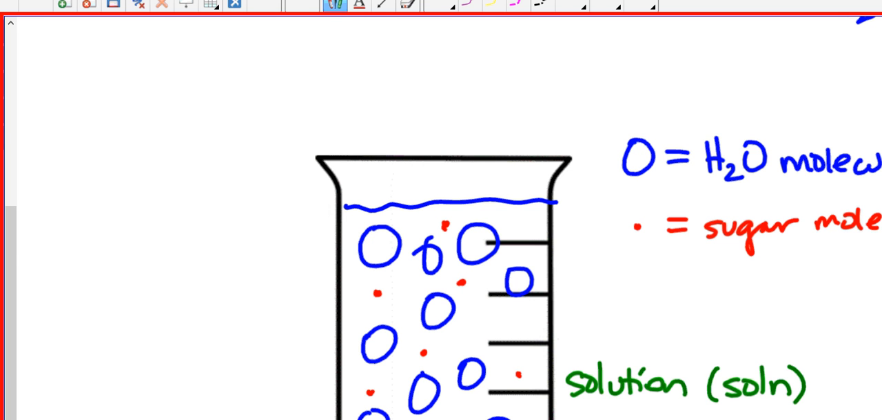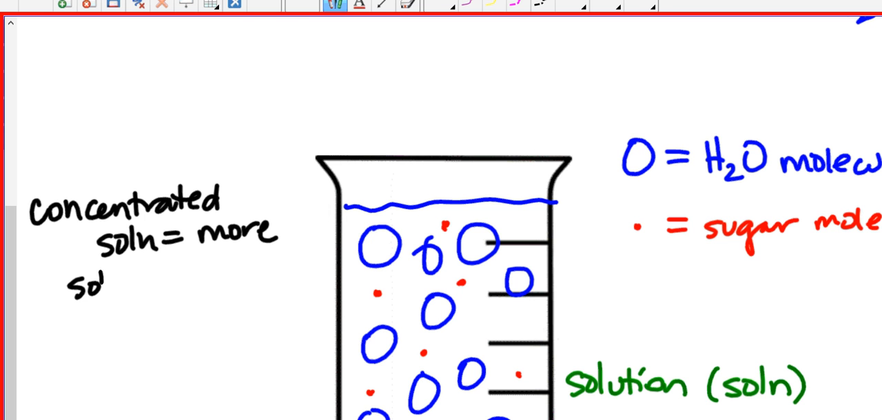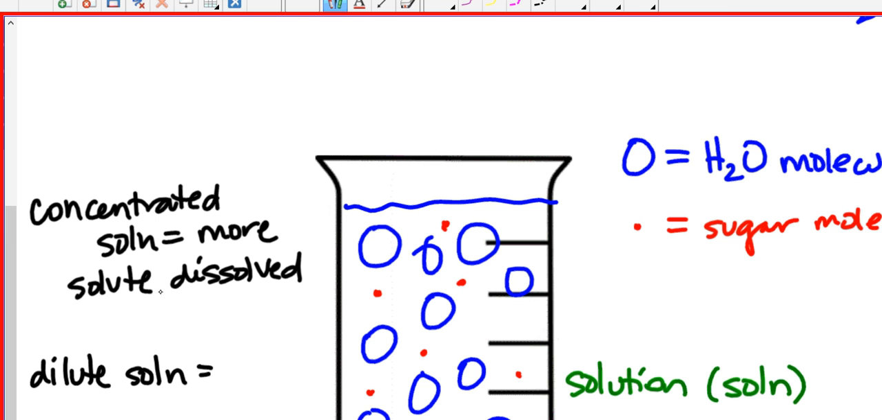All right, so with solutions, you can have more or less solute. When you have more, we typically call those a concentrated solution. So that's when you're going to have more solute dissolved. Versus when you have less solute, we call that a dilute solution. So you'll hear these two terms, and we'll talk about making things more dilute or more concentrated, and we'll discuss how to do that.